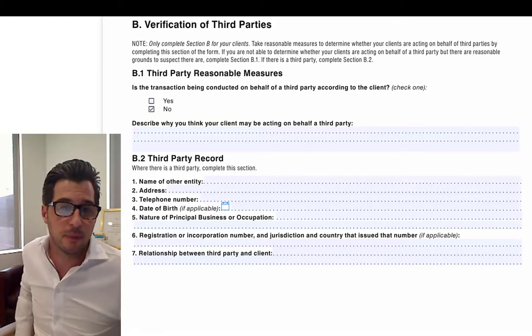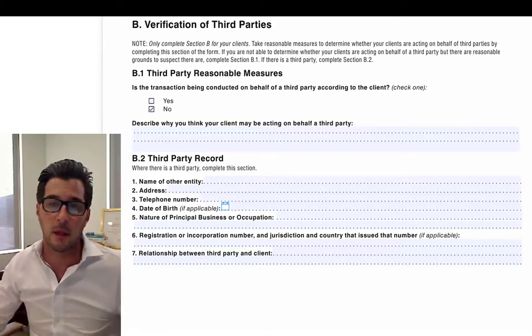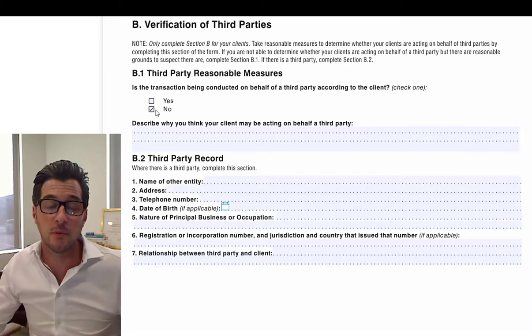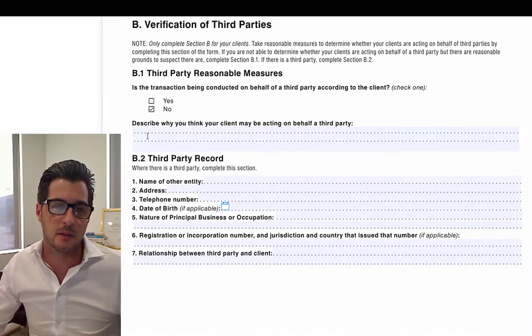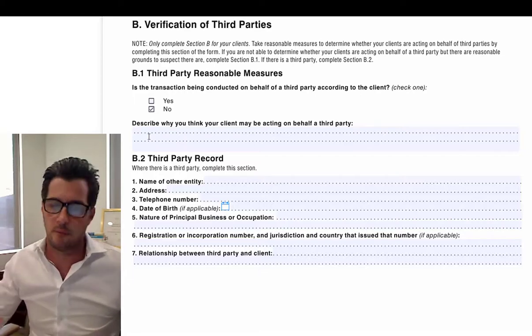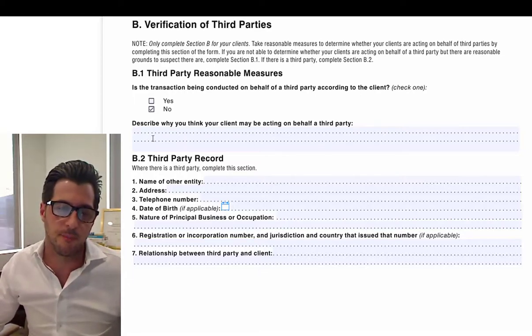Is the transaction being conducted on behalf of a third party? You're going to take reasonable measures. What are reasonable measures? You ask, is anybody helping you out with this transaction? Yes, no. And then the second section there, describe why you think your client may be acting on behalf of someone, if they're suspicious and I think somebody is there helping them out. You can describe that here in this section.